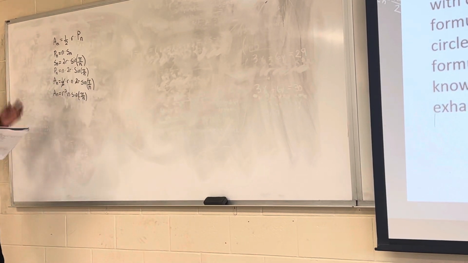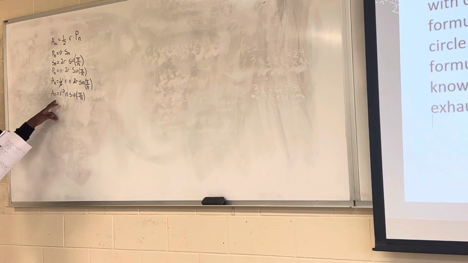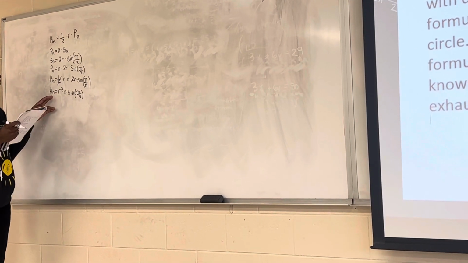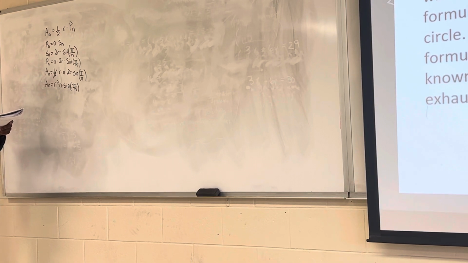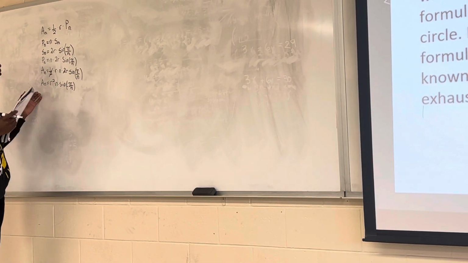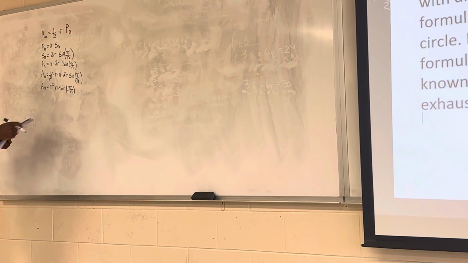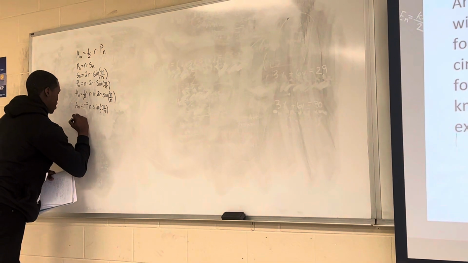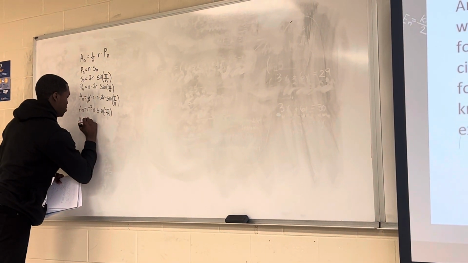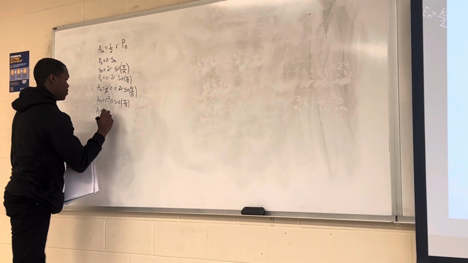Now for A_n, to figure out what the area of the circle will be: as n increases, you're approaching the area. So we're going to make this a limit as n approaches infinity. So we're going to say A equals the limit of this equation.